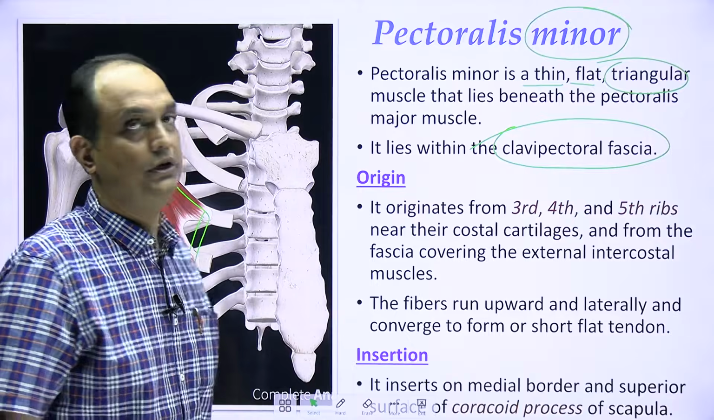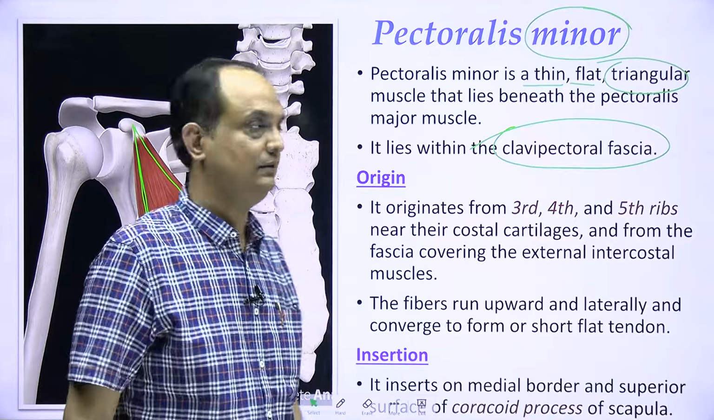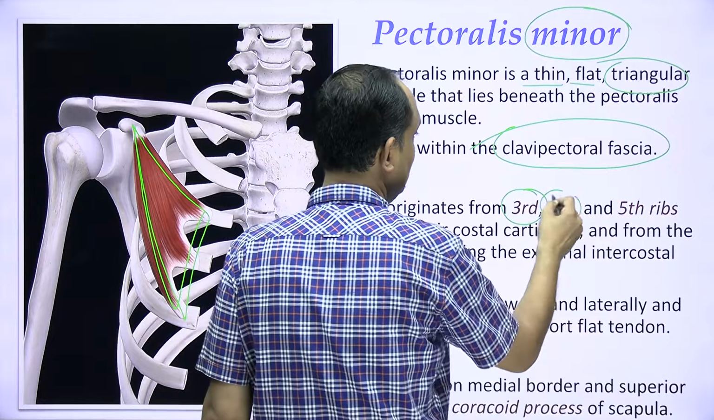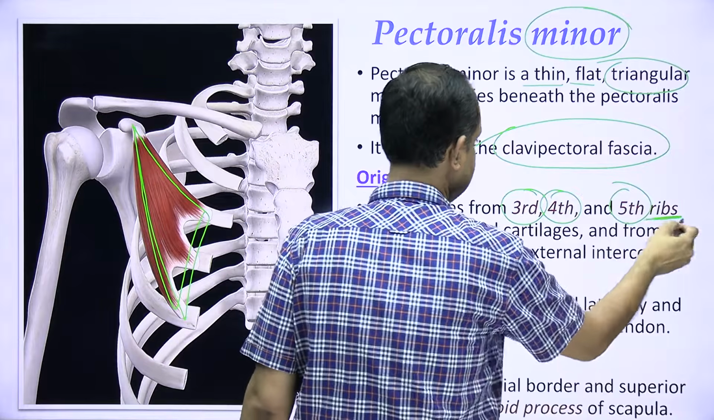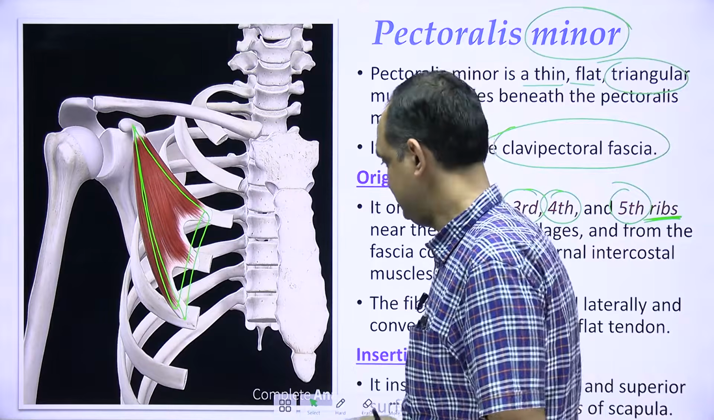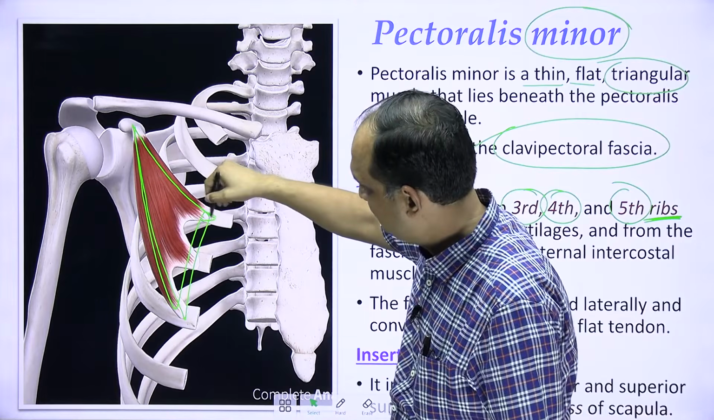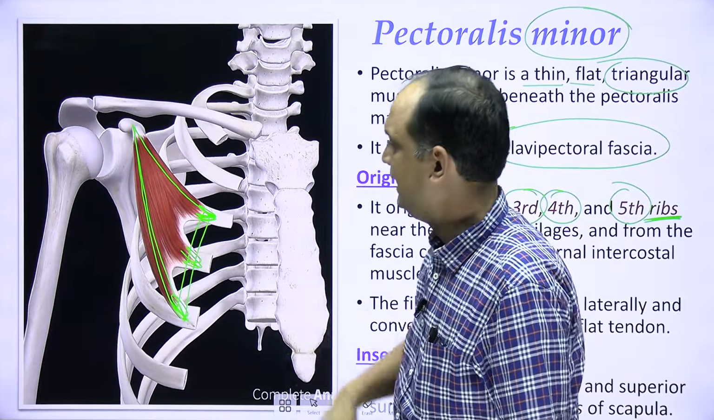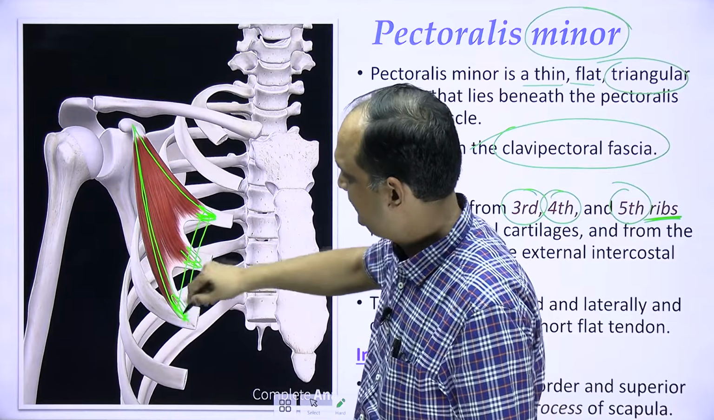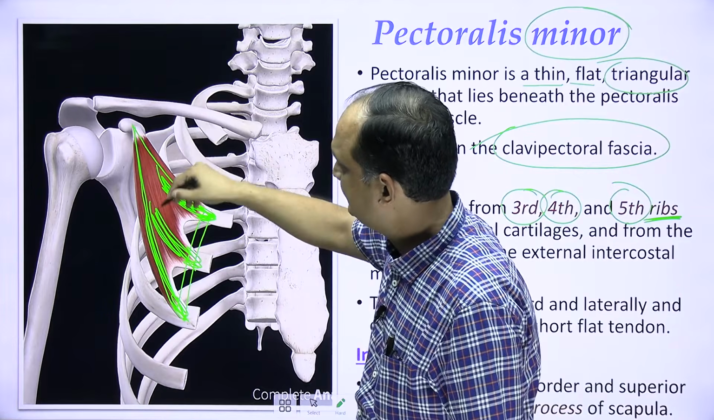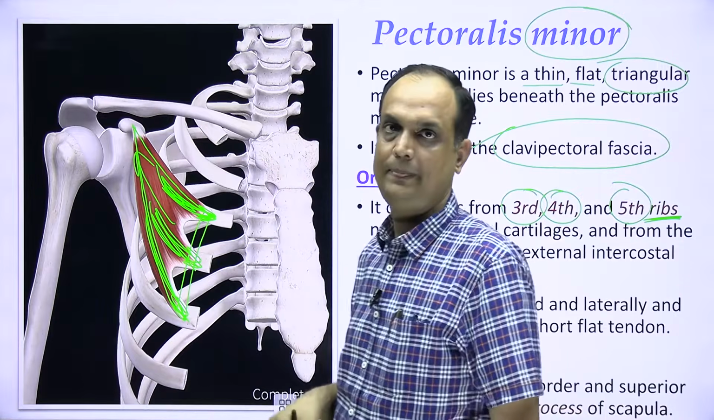Now, what about the origin of this pectoralis minor? Pectoralis minor arises from third, fourth and fifth ribs. Here you can see it is not arising from costal cartilage. The origin is on the third, fourth and fifth rib, and all the three slips will join together and they will go towards upward direction.